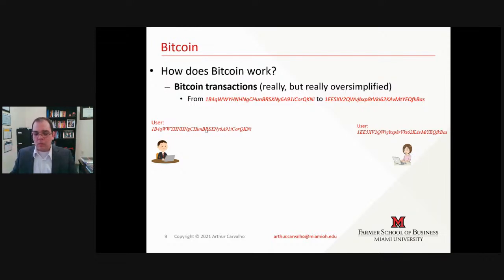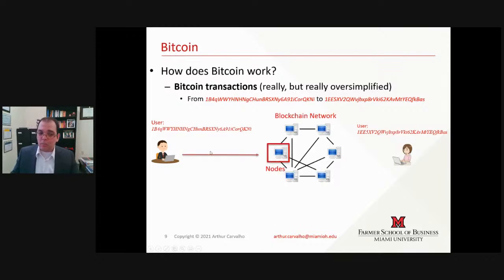So let's assume now that the gentleman wants to send 1 Bitcoin to the lady. Just remember, Bitcoin, you cannot really print Bitcoin. It's completely virtual. This person cannot really send Bitcoins straight to the lady. What happens is the gentleman will send a command, a transaction, to one of the computers in my blockchain network. And all the information about balances and transactions will be stored inside the network.